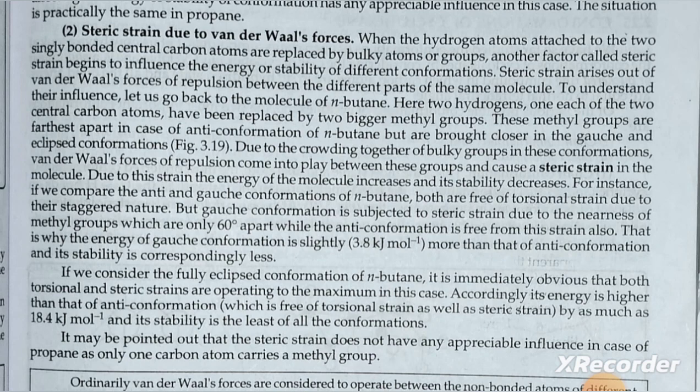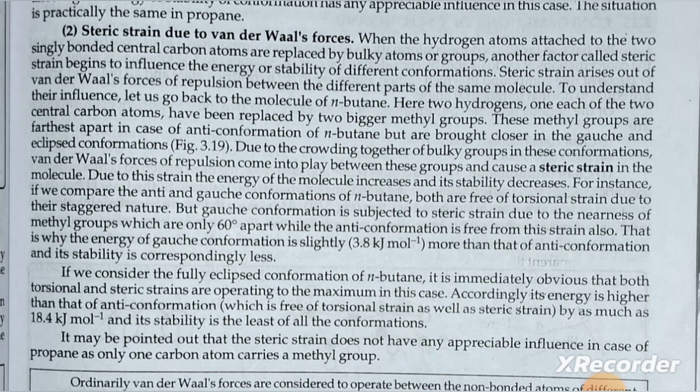These methyl groups are farthest apart in the anti-conformation of n-butane but are brought closer in the gauche and eclipsed conformations, Figure 3.19. Due to the crowding together of bulky groups in these conformations, van der Waals forces of repulsion come into play between these groups and cause a steric strain in the molecule. Due to this strain, the energy of the molecule increases and its stability decreases.